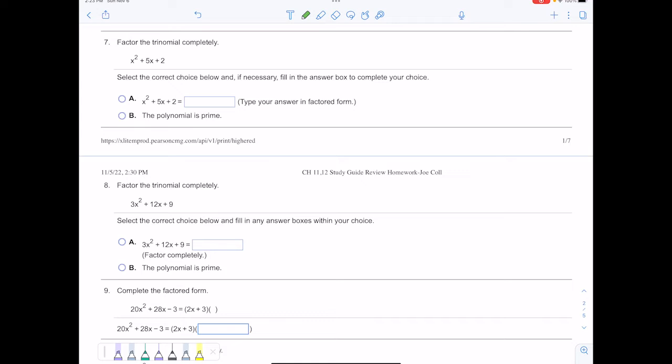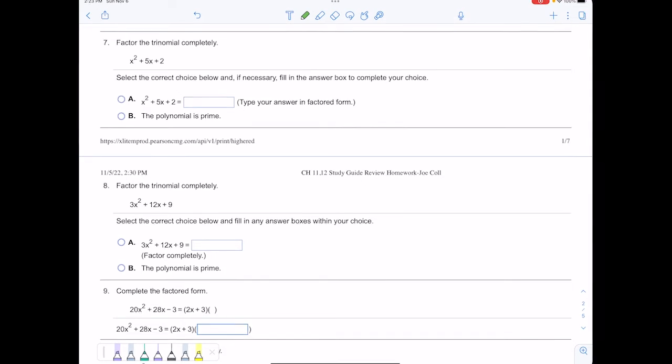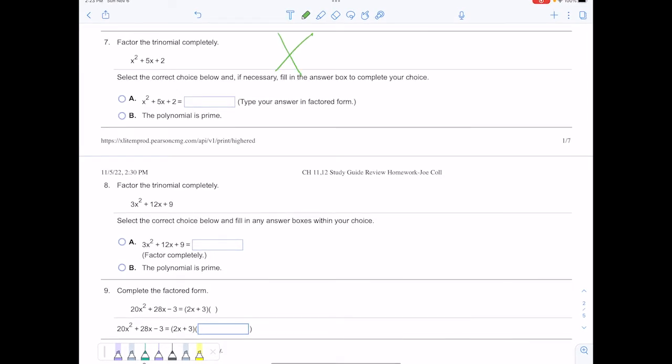In number 7, we're trying to find two numbers that multiply to give us 2 and add to give us 5. And when you try to think of two numbers that multiply to give you a +2, the only two numbers are 1 and 2. If I try to add 1 and 2, it does not give me 5. So this polynomial is known as prime. It's not factorable.